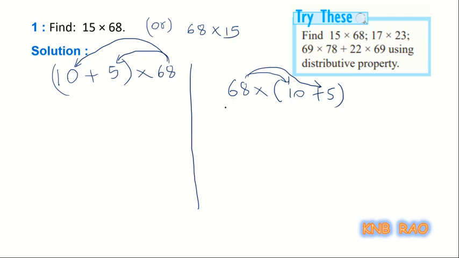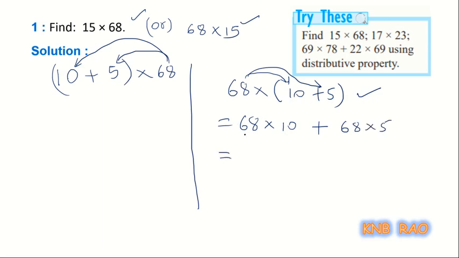We have seen this sort of explanation for our distributive property. You can first rearrange like this and next you can proceed. Here 68 is multiplied over the sum of 10 and 5. By the distributive property, we can separate it as 68 into 10 plus 68 into 5.